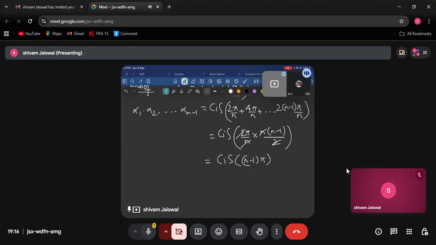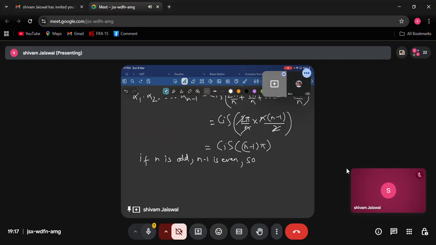Right. So everyone, if n is odd, what will you get? If n is odd, n minus 1 is even. So what will you get, the product? Product is equal to 1, and if n is even, n minus 1 is odd, so the product will be equal to minus 1.